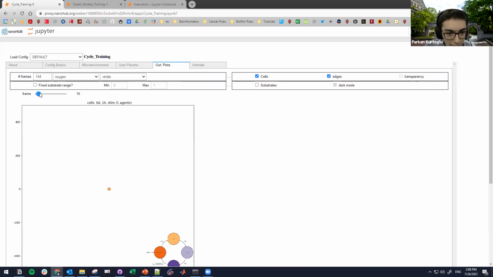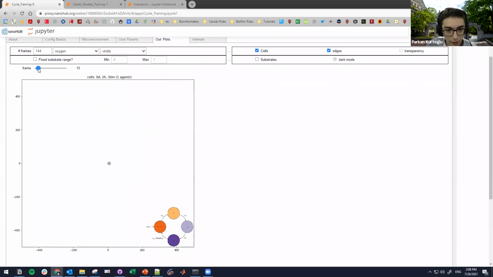So when we increase this one, in each hour it should change the phase. And as you can see, it changed the phases, and it should go to the G2, and then it divides in the M, after the M phase. So this is how it looks.